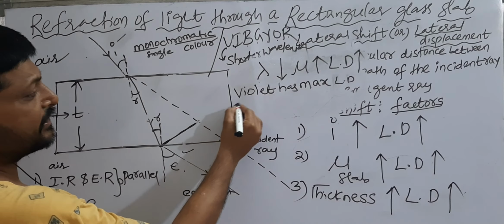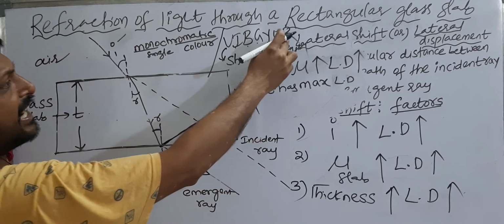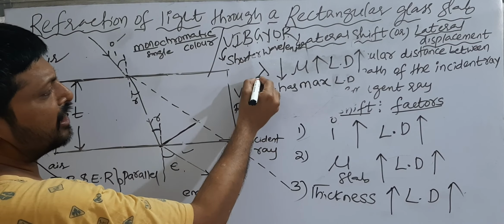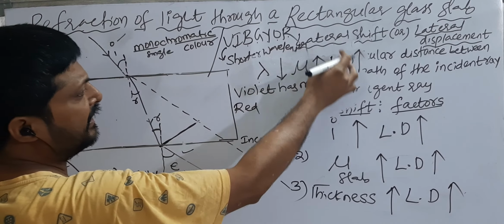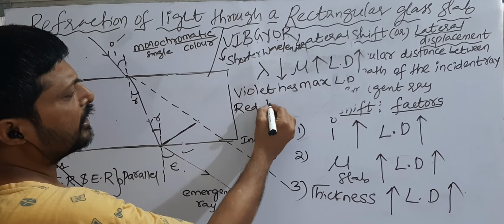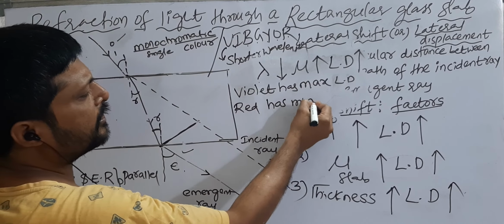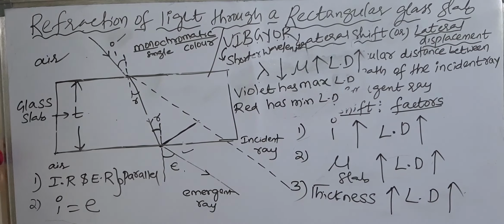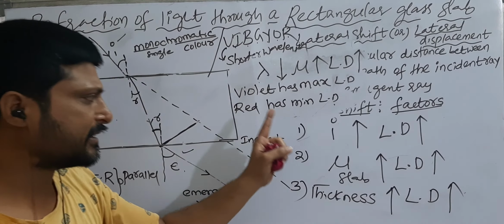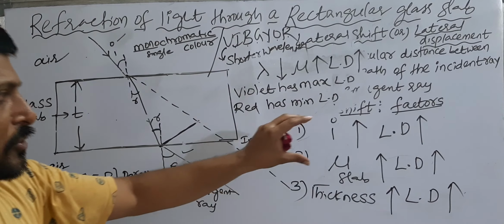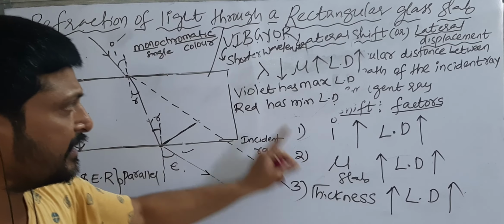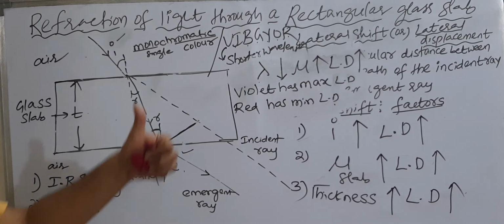Okay, Nana? Next, red color. Red color has longer wavelength. If wavelength is longer, lateral displacement is less. So red has minimum lateral displacement. So these four factors are very, very important. So lateral displacement depends on these four factors. Okay, right?